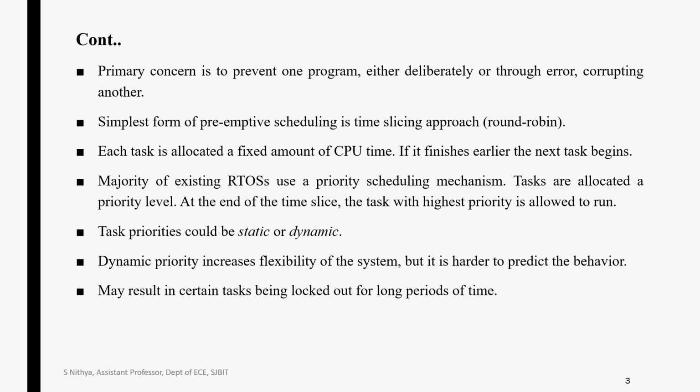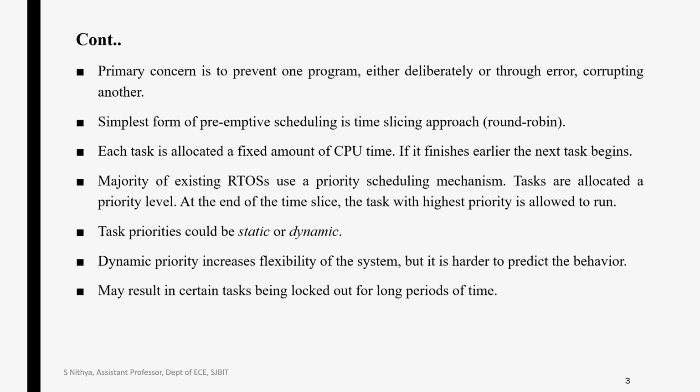The majority of existing real-time operating systems use priority scheduling mechanisms. Whenever we are talking about a real-time operating system, priority comes into the picture. What is a priority? Each and every task will be assigned a priority. That priority may be static or dynamic. During the execution itself, the priority may change, depending on the application. Depending on the priority, the task will be selected from the queue and executed under the CPU.